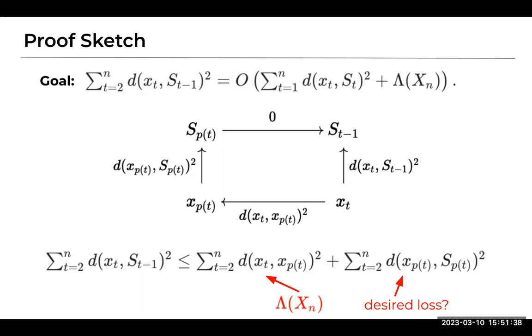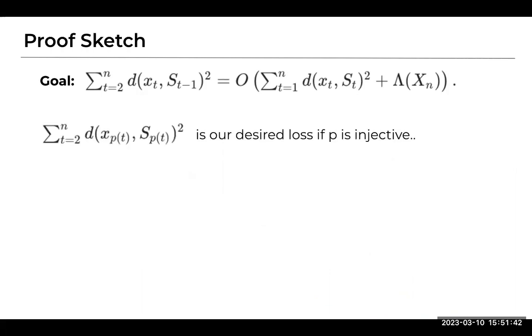So if you're sharp, you'll probably notice that I am hand waving something, which is that this is not going to be our desired loss if p is not injective. Because this thing is going to sum over all points t, but for p of t, you might have the same nearest neighbor a bunch of times. So this is sort of the problematic case. Imagine you have a bunch of points that all map to the same point x_{p_t}.